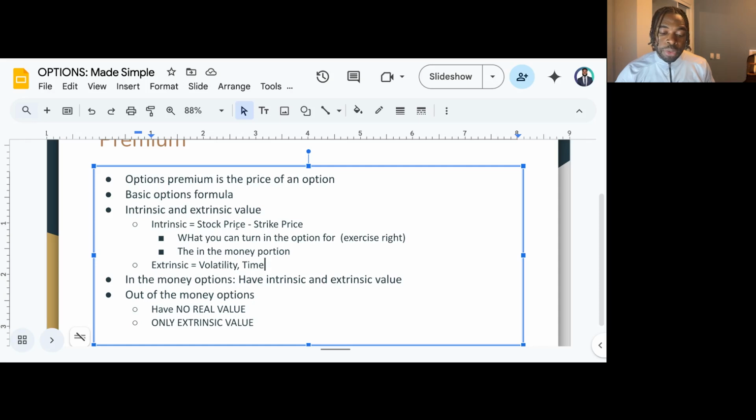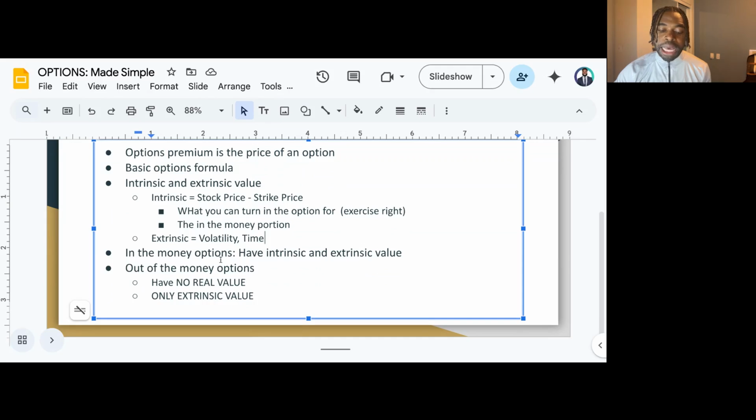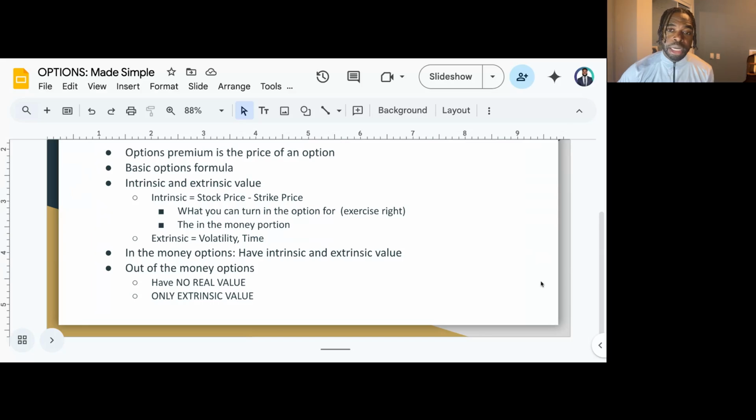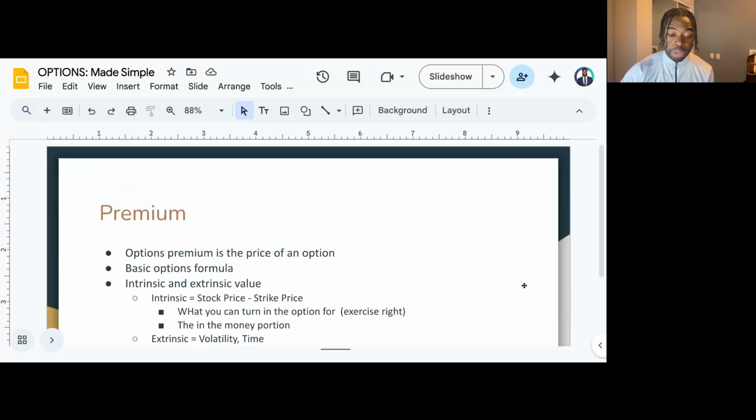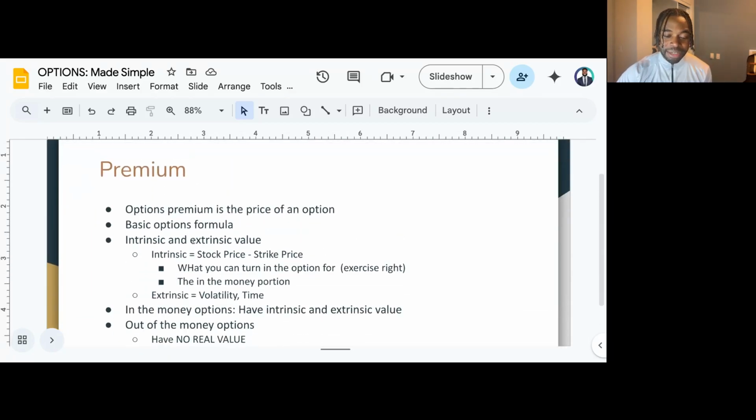Again, intrinsic value is the stock price minus the strike price. That means there's only intrinsic value if your contract is in the money. So in the money options have intrinsic and extrinsic value. Out of the money options have no real value, only extrinsic value. This is a huge concept. It might not make sense now, but take note of it because it's pretty serious. And this is what makes up the premium, which is the actual value of your options contract.